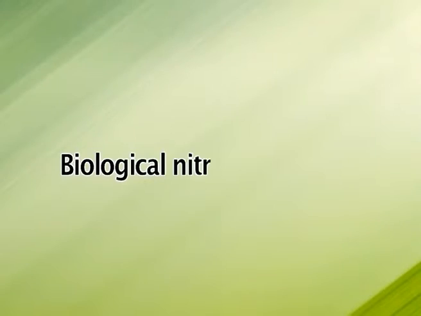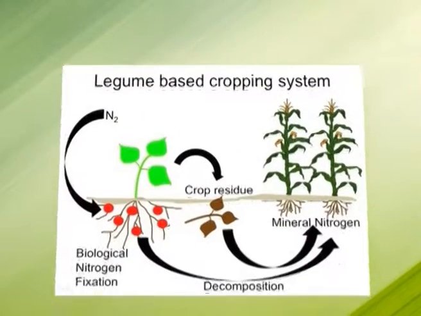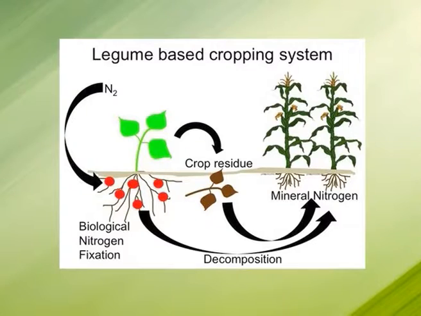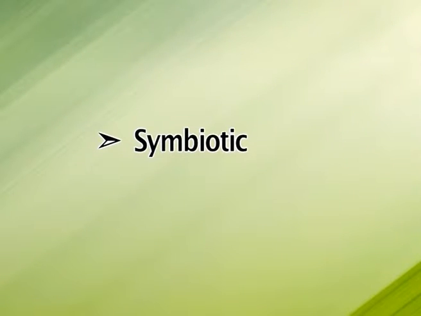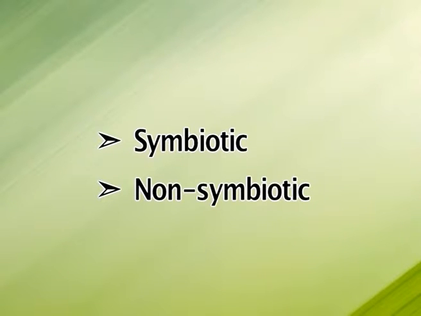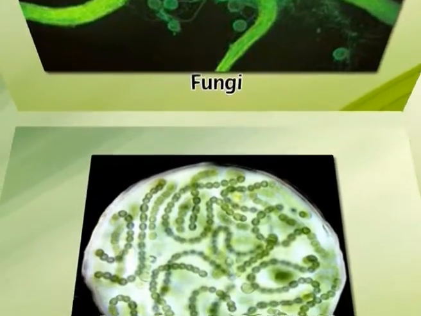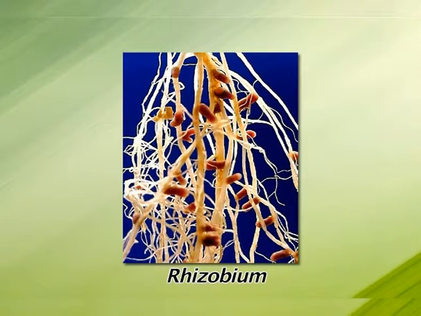Now we'll talk about biological nitrogen fixation. Biological nitrogen fixation is divided into two categories. First is the symbiotic nitrogen fixation and second is non-symbiotic or asymbiotic nitrogen fixation. Symbiotic nitrogen fixation mostly occurs in the terrestrial systems and involves mostly bacteria, but also includes fungi and algae. Symbiotic association between members of Leguminosae and Rhizobium species is the most well-known nitrogen fixing association.